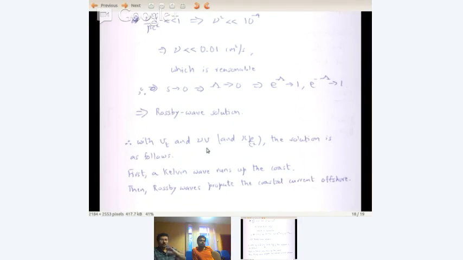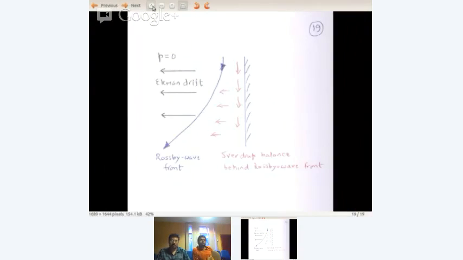Therefore, with beta, nu, and of course kappa p by c squared, the solution is as follows. The first thing that happens is you switch on the wind, a Kelvin wave runs up the coast. It goes poleward because we are looking at the eastern boundary and we are looking at the northern hemisphere. Subsequently, the Rossby wave propagates the coastal current offshore. And this is what it looks like.